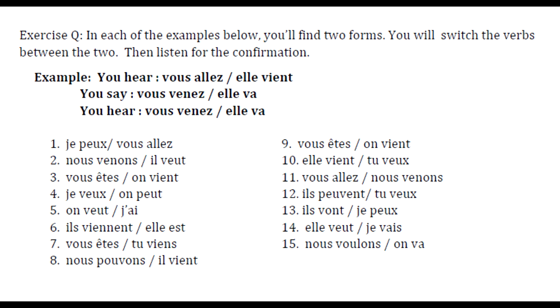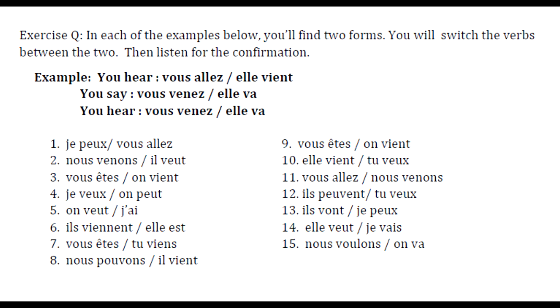Exercise Q. In each of the examples below, you'll find two forms. You will switch the verbs between the two. Then listen for the confirmation. Example, you hear vous allez, elle vient. You say vous venez, elle va. And you hear vous venez, elle va. Number 1. Je peux, vous allez. Je vais, vous pouvez.